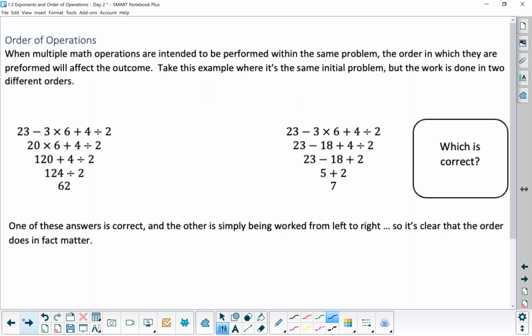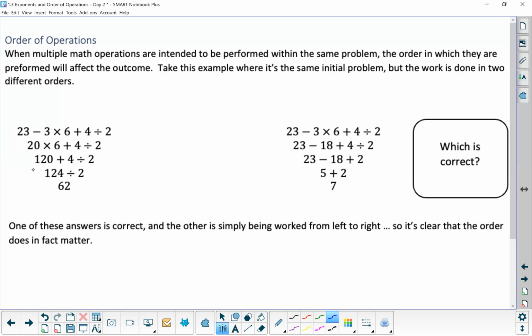So, order of operations. When multiple math operations are intended to be performed within the same problem, the order in which they are performed will affect the outcome. Take this example where it's the same initial problem, but the work is done 2 different ways. On the left, the work is done simply left to right. So the first thing they did was 23 minus 3 to get 20. Then they multiplied by 6, added 4, and divided by 2.